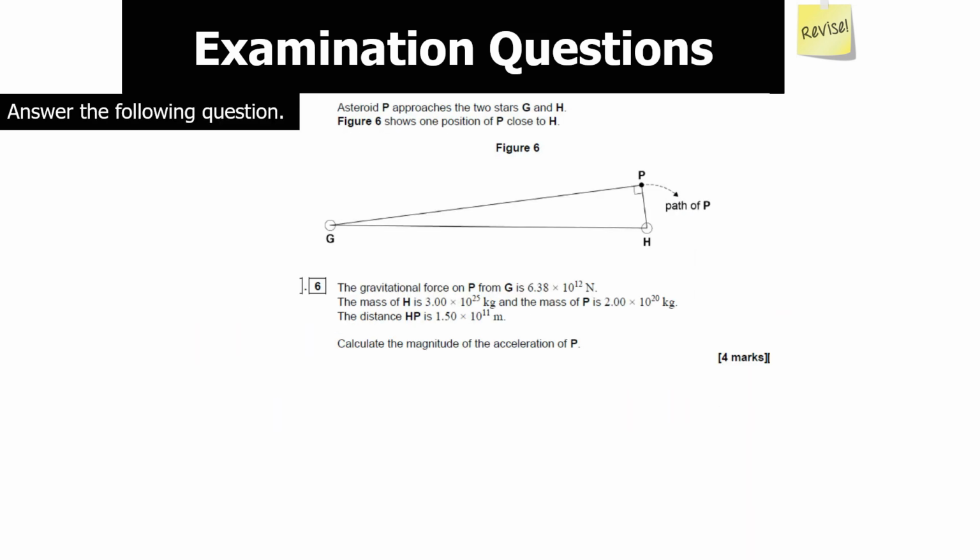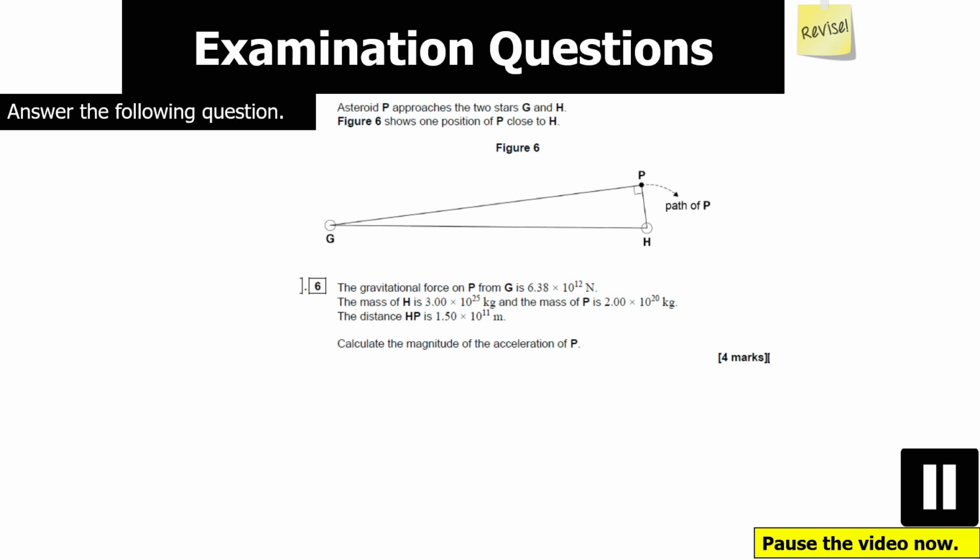The next question says, asteroid P approaches the two stars G and H. Figure 6 shows one position of P close to H. The gravitational force on P from G is 6.38 times 10 to the 12 newtons. The mass of H is 3.00 times 10 to the 25 kilograms, and the mass of P is 2.00 times 10 to the 20 kilograms. The distance HP is 1.50 times 10 to the 11 meters. Calculate the magnitude of acceleration of P. So pause the video now, then unpause the video when you want to go through your answer.